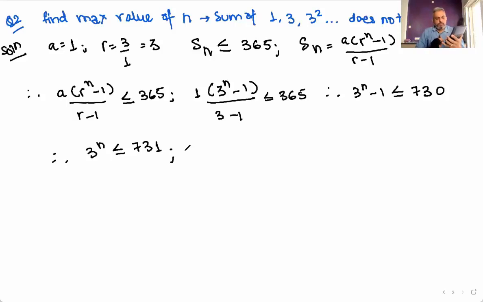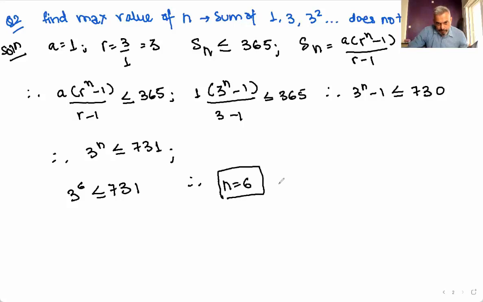3 into 3 is equal to 9, that is 3 raised to 2, then 3, then 4, then 5, then 6. So 3 raised to 6 is 729. So we say 3 raised to 6 is less than or equal to 731. Therefore, n is equal to 6. Answer.